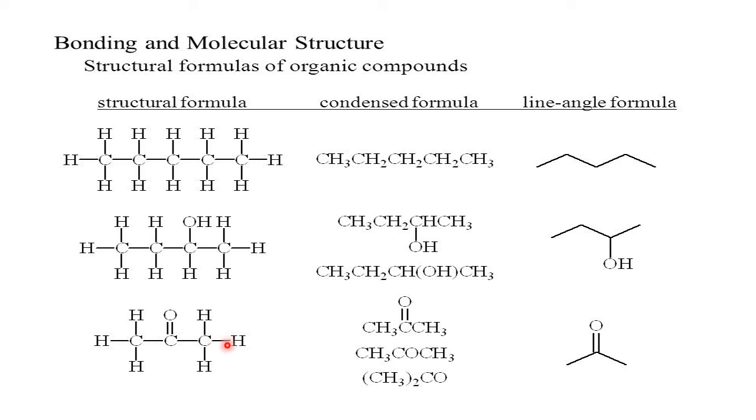This is propanone, acetone. The end points are CH3 and CH3. Here, actually, it would be called CH2, but a double bond is created, so we have to remove both hydrogens for the double bond. That's why it is called C only.